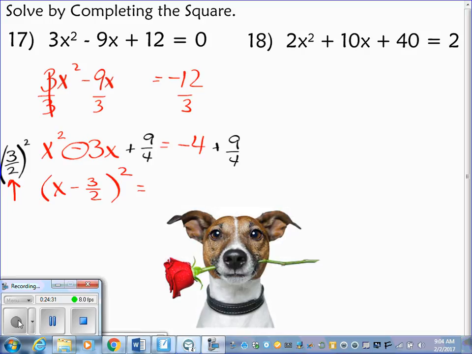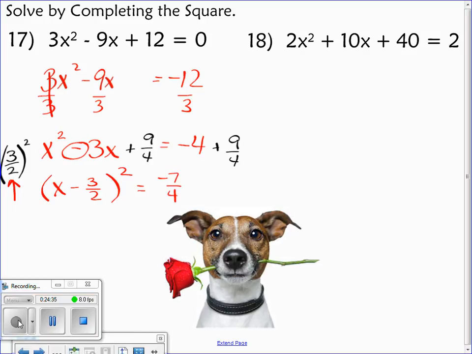It would be positive or negative? Negative 7/4. Guys? All right, so double check. Make sure you're able to get that. Negative 4 plus 9/4 is negative 7/4. All right, what's your next step? Square root. So top, bottom. So we get x minus 3 halves equals plus or minus.